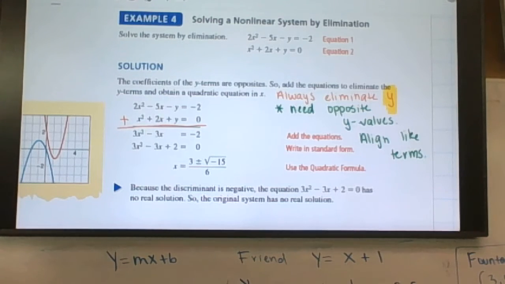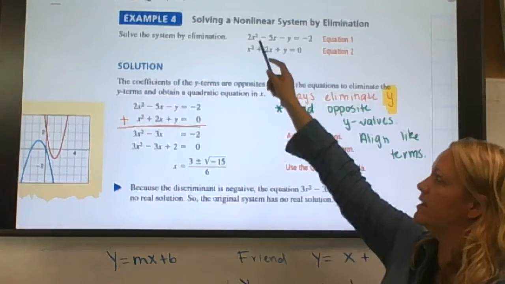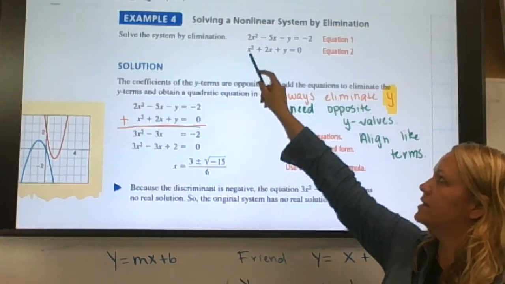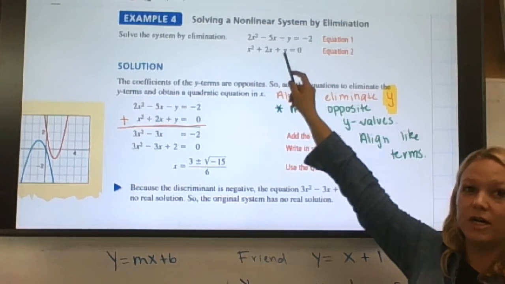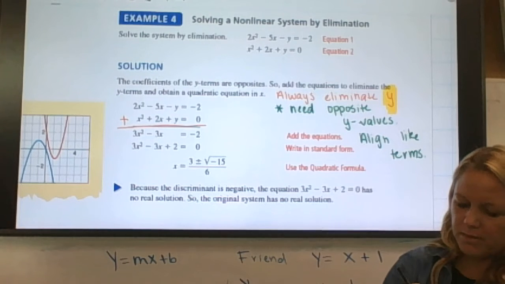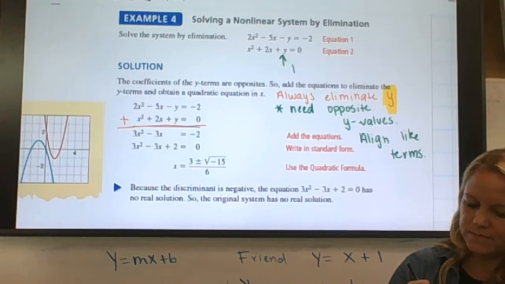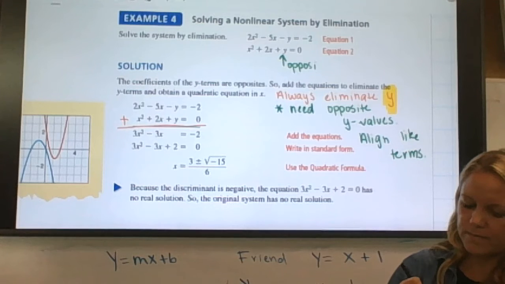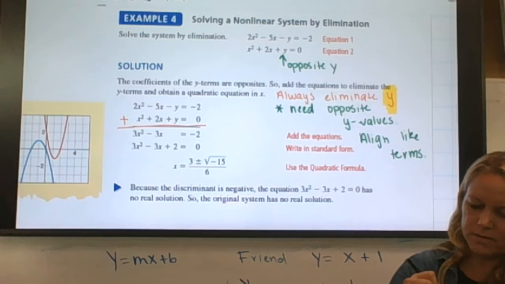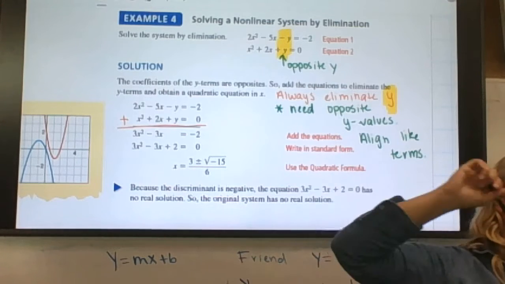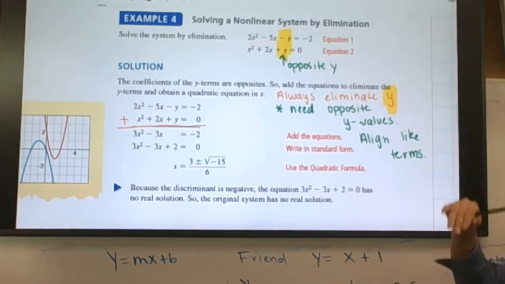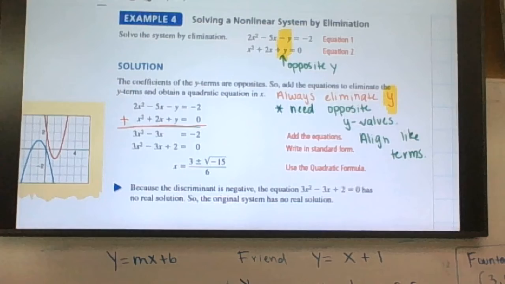And you align like terms. So this one's already aligned. It's an x squared over an x squared, an x over an x. We have a negative y and a positive y. That's what I mean by opposite y's. And then the constants are on the other side. So setting it up with like terms stacked is really important.